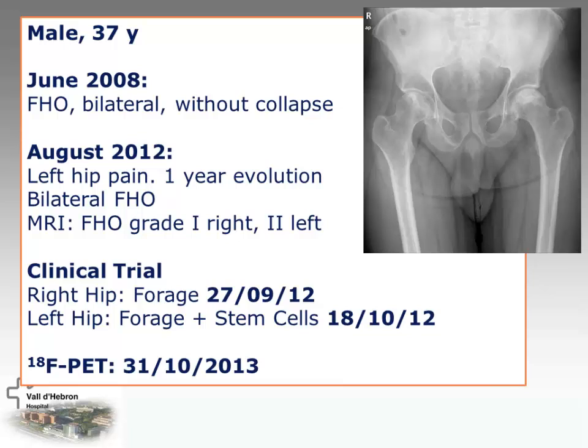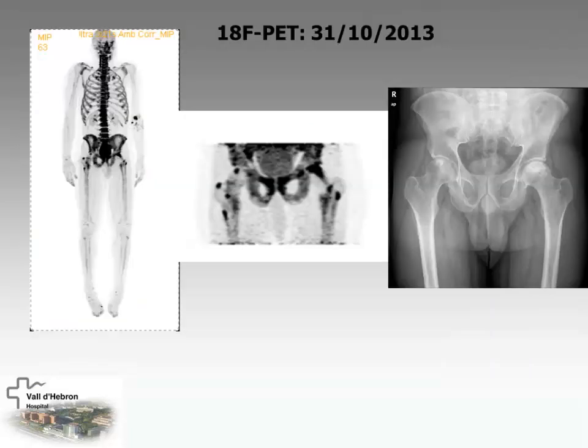Okay, and we perform the PET 1 year later, and this is the PET with fluorine, of course. What do you think? Which femoral head is better, the left one or the right one? The left. Those who received the stem cells injection.